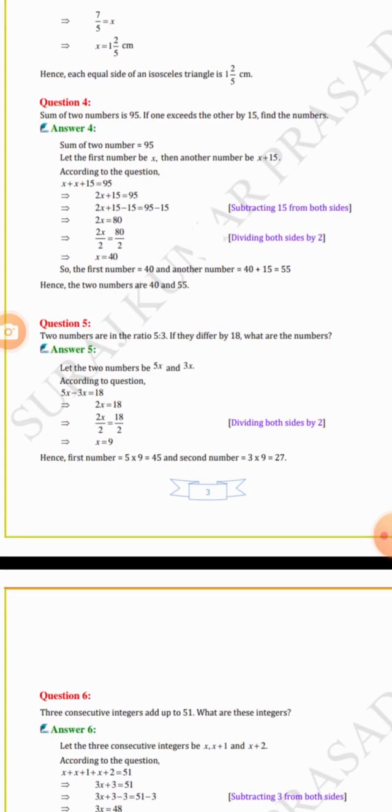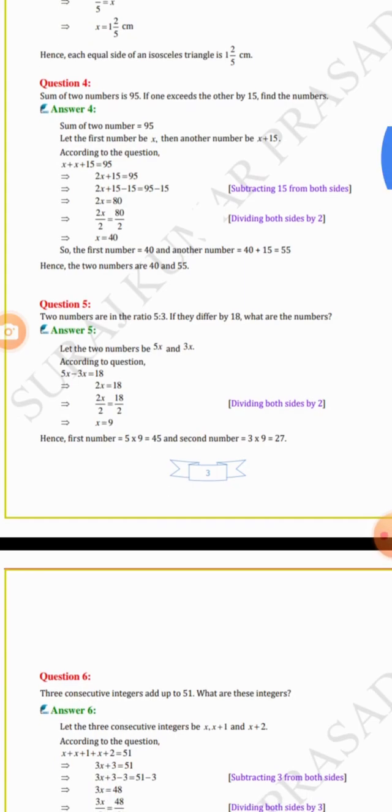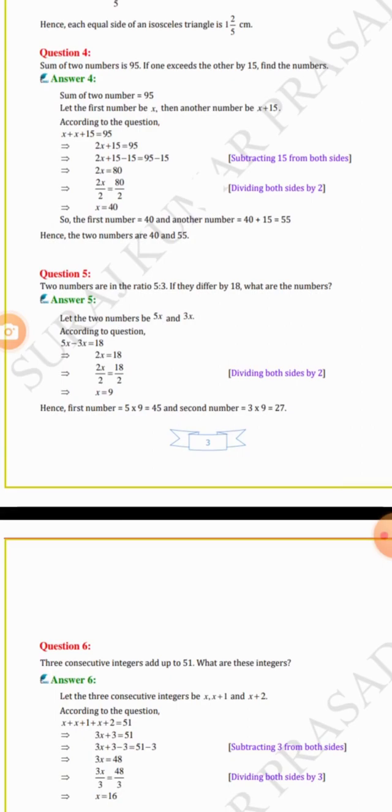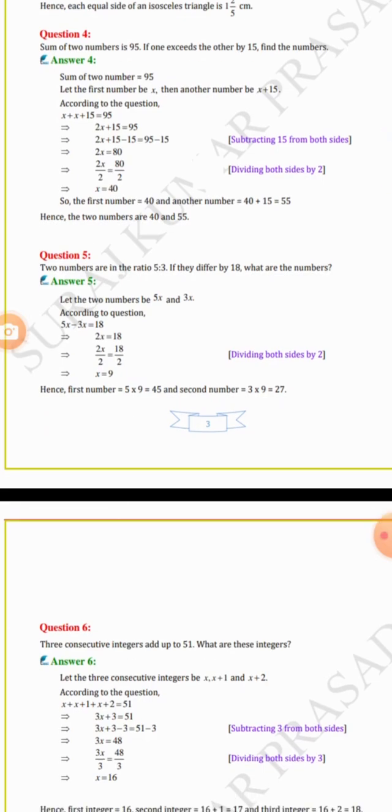Let's go for the next question. Two numbers are in the ratio of 5:3. If they differ by 18, what are the numbers? According to the question, the ratio of two numbers is 5:3 and the difference is 18. We have to find the numbers. Let the two numbers be 5x and 3x. According to the question, 5x minus 3x is equal to 18. Then 2x is equal to 18. By dividing by 2 on both sides, we get 2x by 2 is equal to 18 by 2. Then x is equal to 9. Hence the first number is 5 into 9 is equal to 45, and the second number is 3 into 9 is equal to 27. The first number is 45 and the second number is 27.